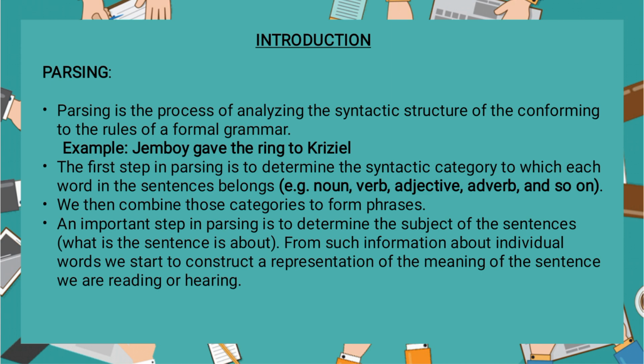So here, parsing is like building a sentence. You first look at each word in the sentence and figure out what kind of word it is, like noun, verb, adjective, etc. You then combine these words into groups called phrases. For example, "Jamboy gave" is a verb phrase and "the ring" is a noun phrase. Finally, you put all the phrases together to understand the whole sentence. You figure out who did what to whom, and you understand the meaning of the sentence. Parsing is like a step-by-step process that helps us understand the structure of a sentence and its meaning.